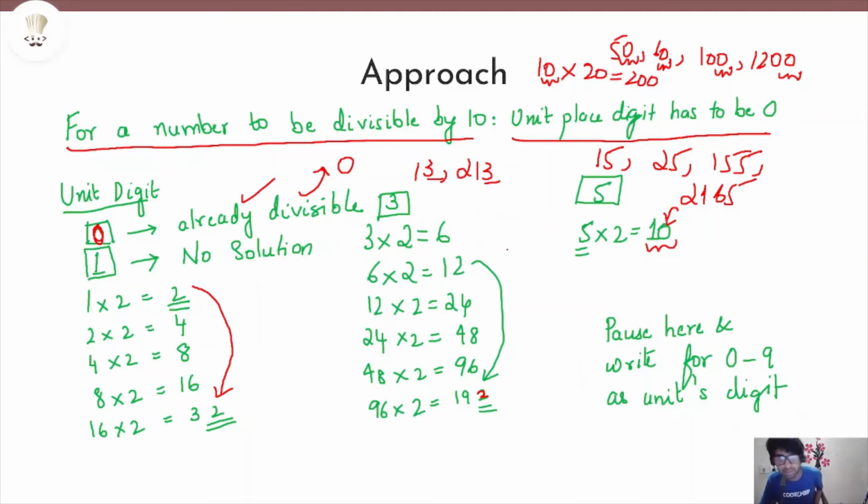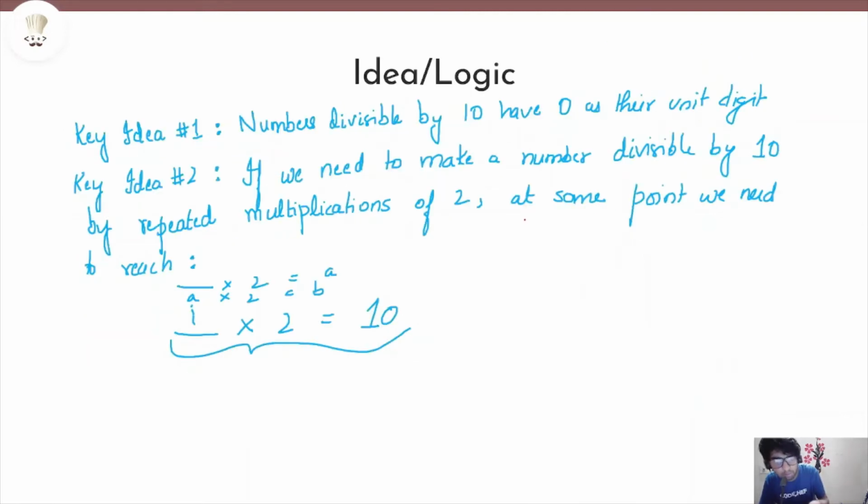Pause for a second and try this. Now let us continue on our approach. The main idea or logic here is numbers divisible by 10 again have to have 0 as their units digit.